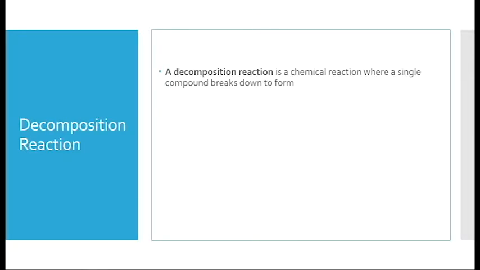Next, we have a decomposition reaction. A decomposition reaction is a chemical reaction where a single compound breaks down to form two or more elements. This is different from a synthesis reaction because a synthesis reaction creates one compound, but a decomposition reaction creates two elements. A decomposition reaction is the inverse of a synthesis reaction. It takes the formula AB is equal to A plus B, where AB is the compound and A and B are elements. An example of this is shown below. There's a hydroxide compound that is being decomposed into two elements, which are oxygen and hydrogen.